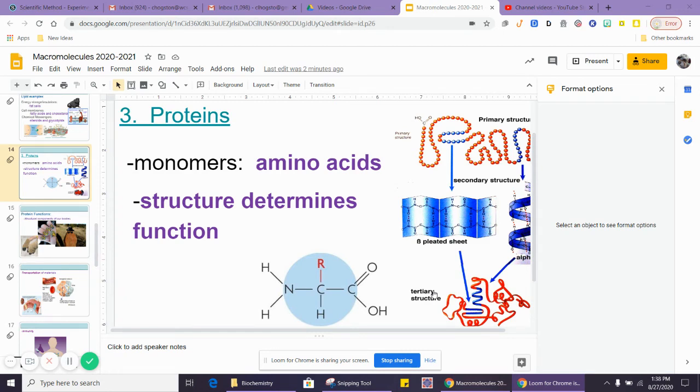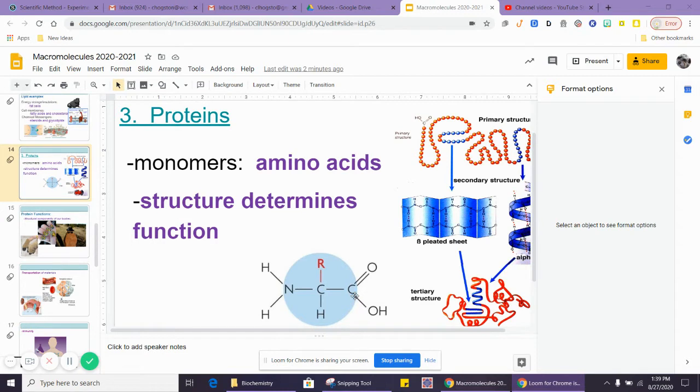Our next macro, we're going to talk about proteins. Proteins are the second most abundant substance in our body, so they're right behind water. Proteins are made of monomers called amino acids. There's 20 different amino acids. We'll talk more about the structure of amino acids and the making of proteins when we get to our genetics unit. But basically, amino acids look like this.